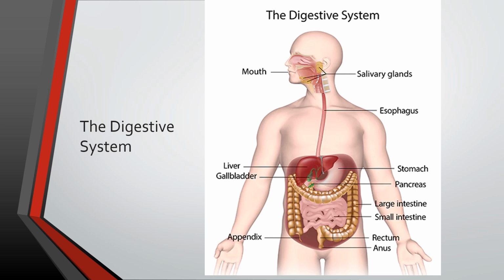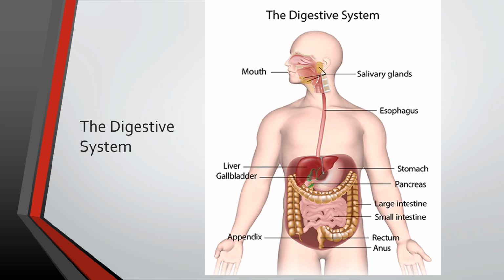Juices from the pancreas finish breaking down starch, protein, and fat into small molecules. So in this, they're telling that the small intestine starts breaking protein, starch, and fat into smaller molecules.